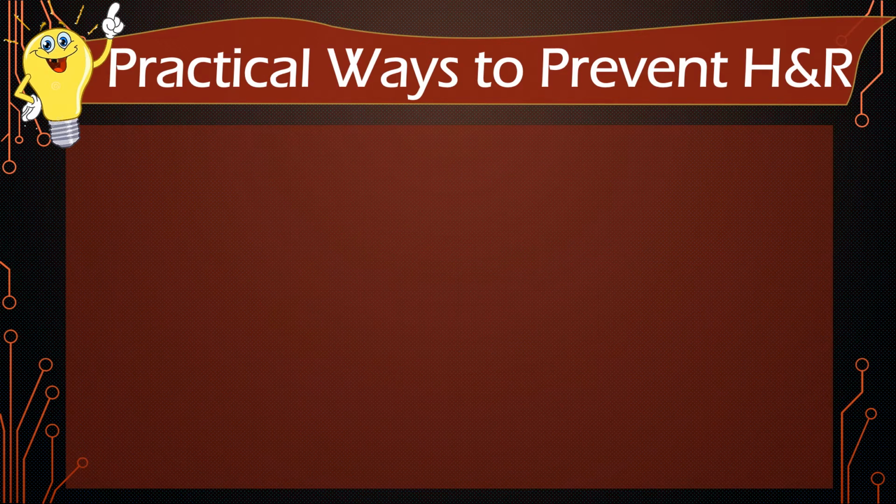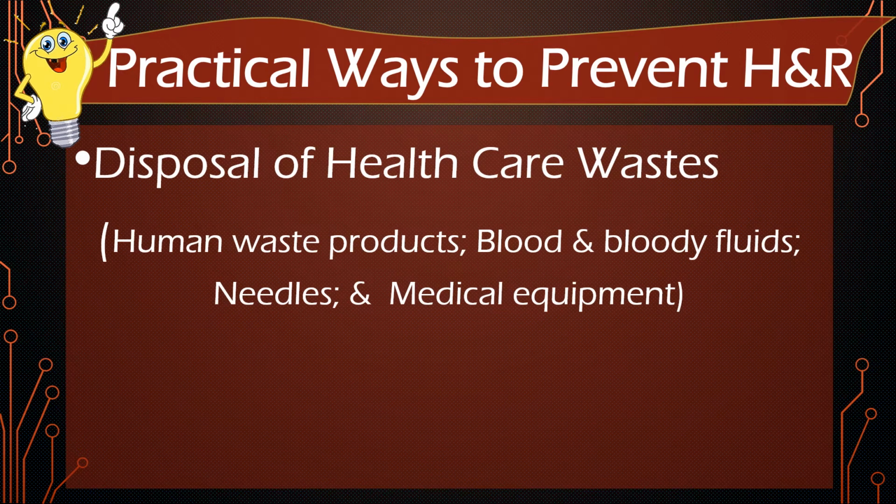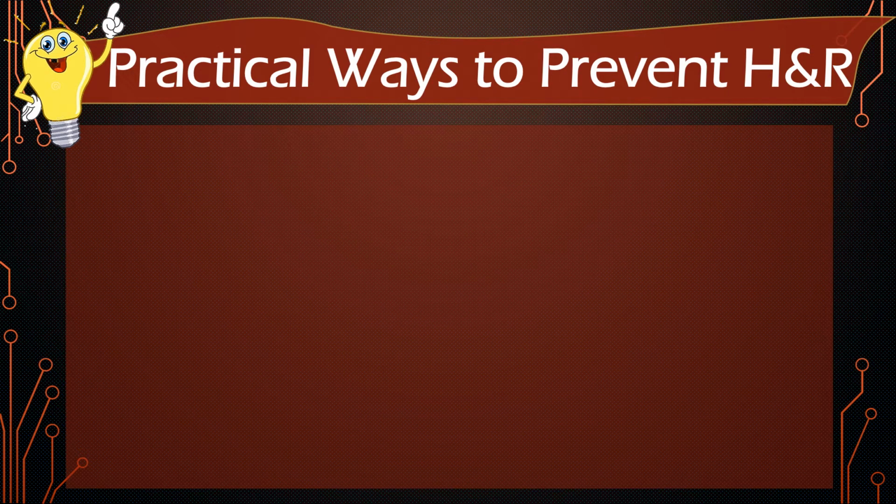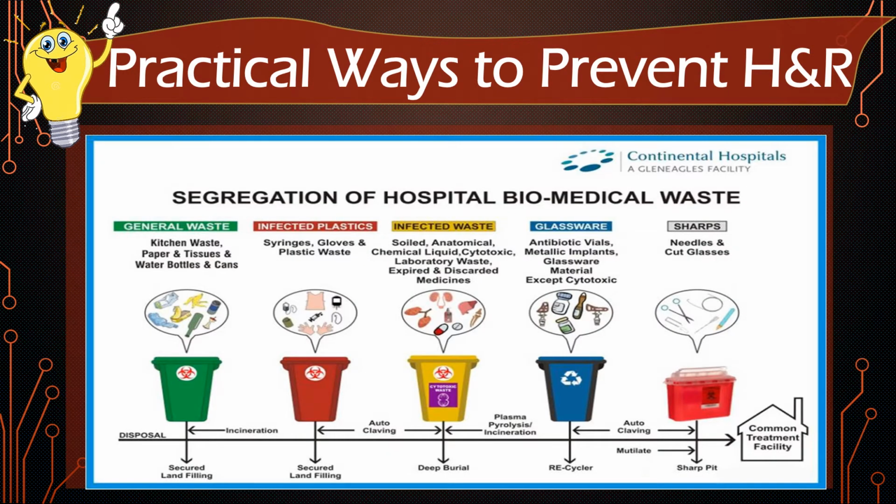Another practical way to prevent hazard and risks is through proper disposal of health care waste. Human waste products. Examples: blood and bloody fluids. These must be removed right and flushed down the toilet. Wash contaminated clothes separately using hot water.